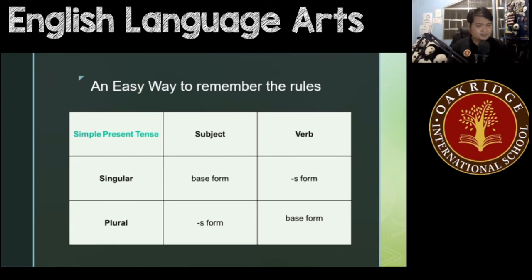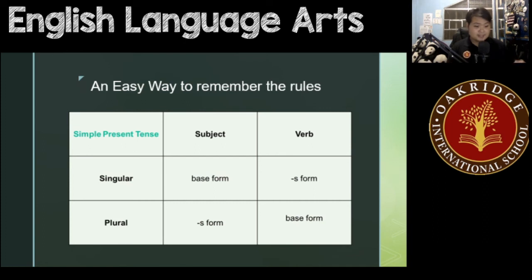And with this very simple chart, guys, you would easily be able to apply all of the rules for the simple present tense. Of course, there's one exemption to the rule, the be verb, which we've discussed previously, right? If the subject is the pronoun I, then you would have the be verb am. But if it's singular, you would have is, and if it's plural, you'd have are. That's just the only exemption to the rule.